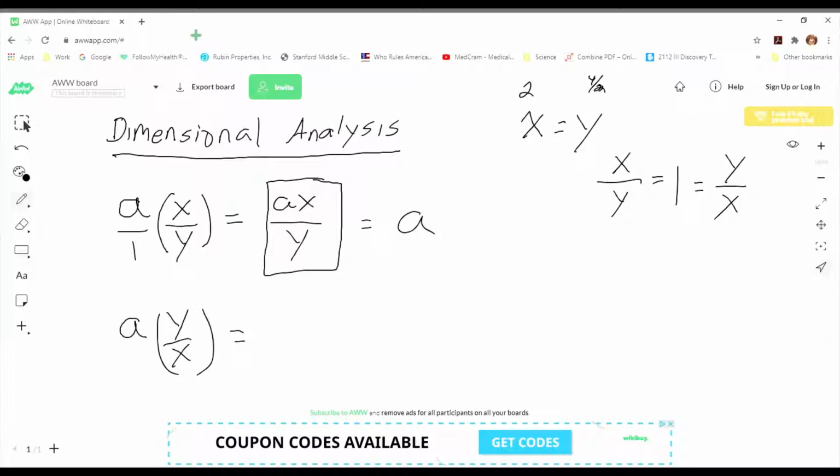We're going to get a times y, right? Multiply these two in the numerator, divided by x. That also equals a. So these two expressions are actually equivalent. It just turns out that sometimes this expression might be more useful than this one, or vice versa. It really depends on the units. And I'll show you what I mean in just a little bit.